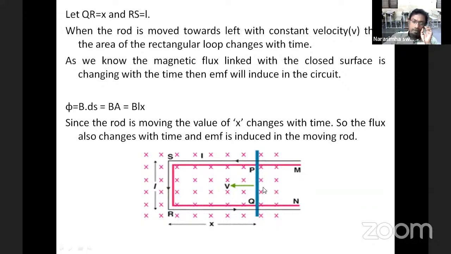Okay, so then what happens? The current will be flowing through. That's what I told you about the difference between induced EMF and induced current. Here, inside the rod only, induced EMF will be generated, and this wire is connected on either side of it. Then the current flows through this. See, this is induced current and this is induced EMF.